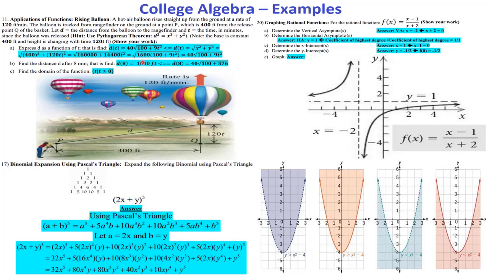Then x we know is 400, squared, and y is 120t, squared. When you solve this, you end up with the equation d equals 40 times the square root of 100 plus 9t squared. Then evaluate that at 8 minutes, and you will end up with 1040. That is how much the balloon has risen after 8 minutes.